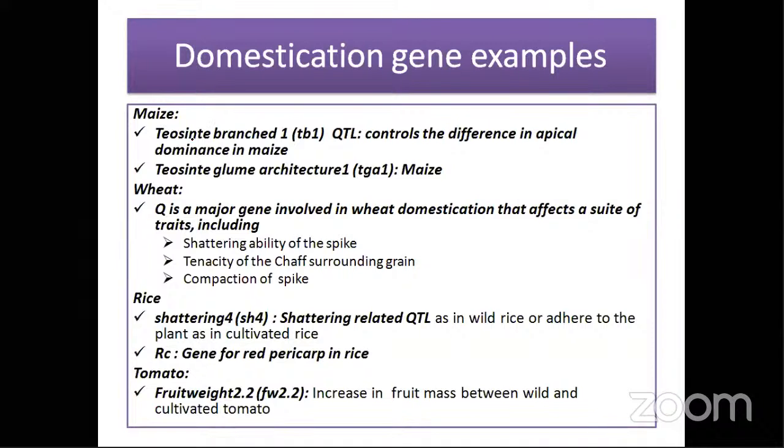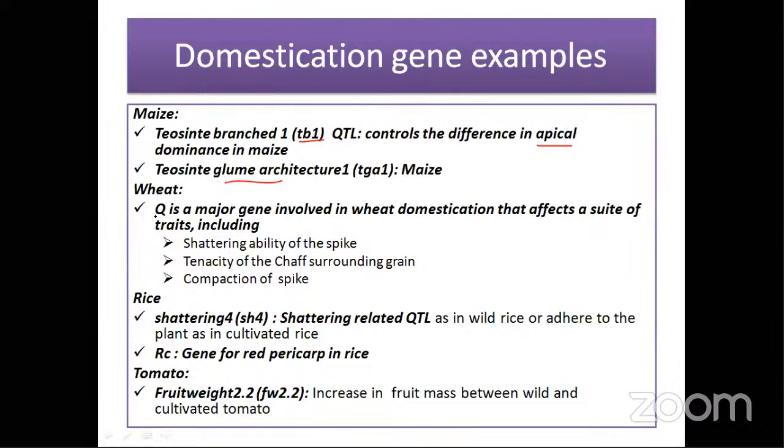Then here I have listed some of the important domestication genes. Like in the case of maize, the teosinte branched gene, TB1. TB1 controls the apical dominance in maize, so how tall the maize will be is determined by this particular gene. And the teosinte glume architecture: you can see the flower structure, and the seed used to be very small in teosinte. Later on the individual grains or kernels became larger. All these genes are responsible for that.